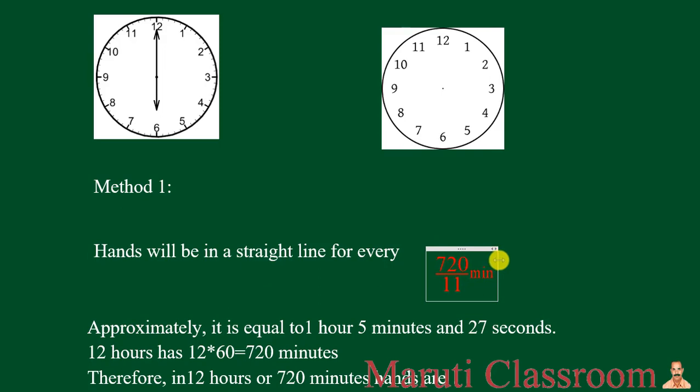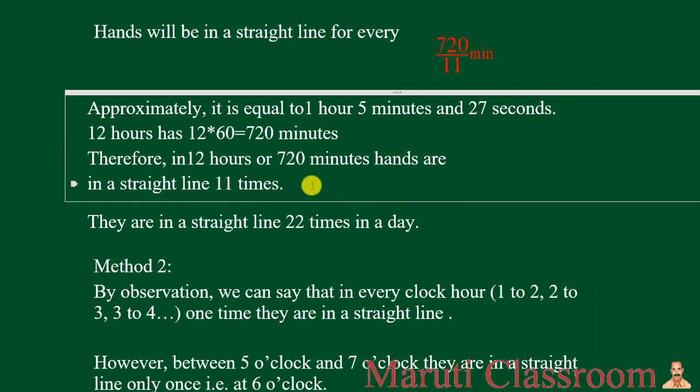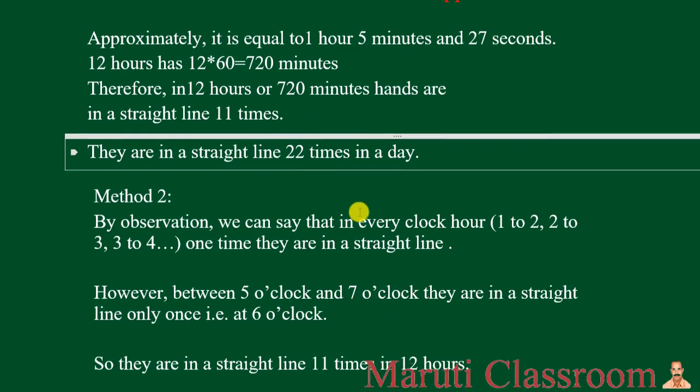In 12 hours, how many times are they in a straight line? 12 hours has 720 minutes. So in 720 minutes, how many times are they in a straight line? 720 by 720 by 11, so 11 times they are in a straight line in 12 hours. In 24 hours, how many times? First 12 hours 11 times, next 12 hours 11 times, 11 plus 11, 22 times in a day or 24 hours they are in a straight line.